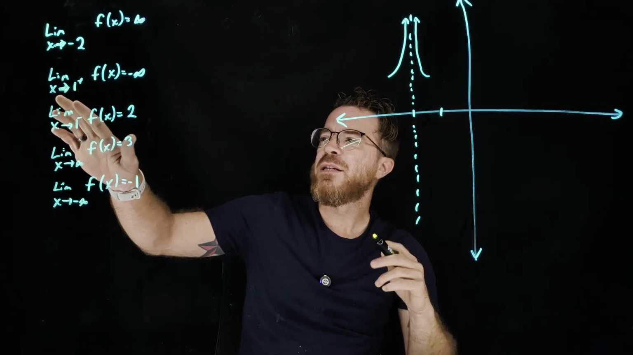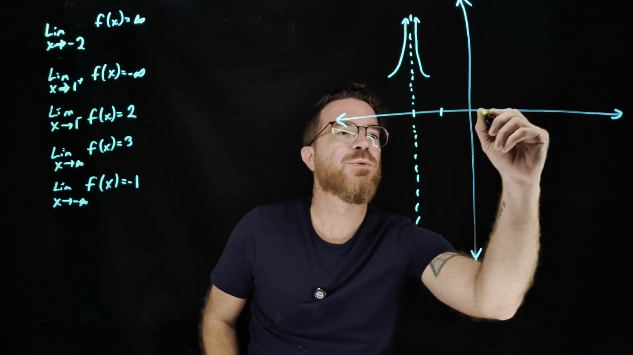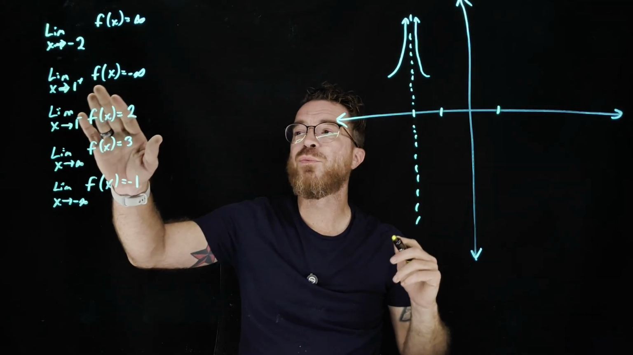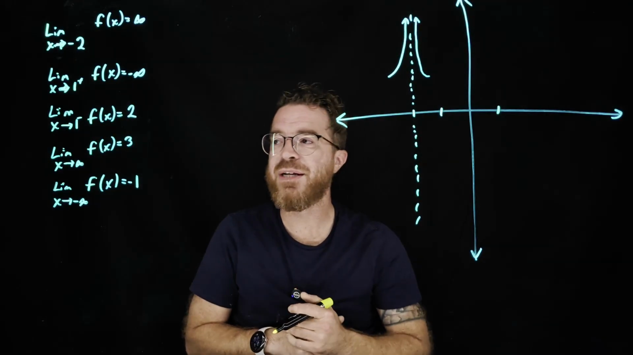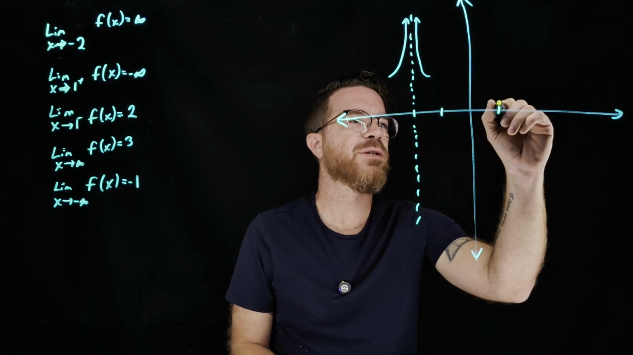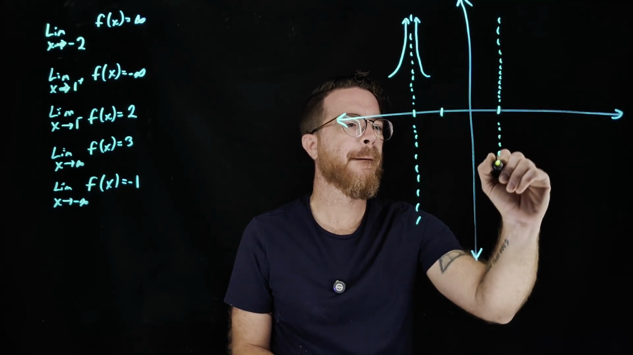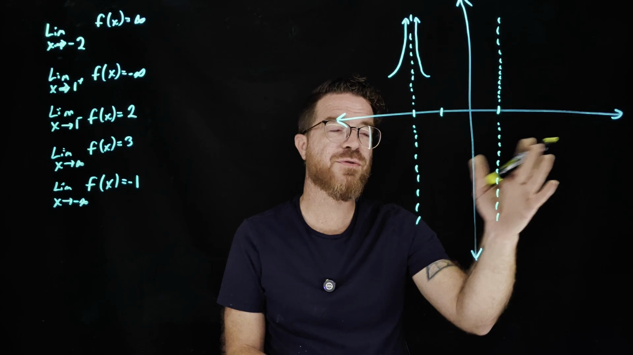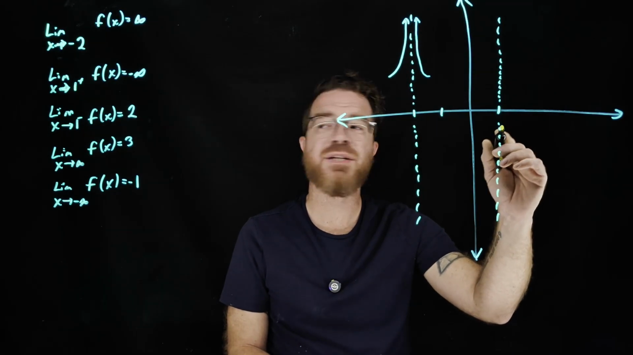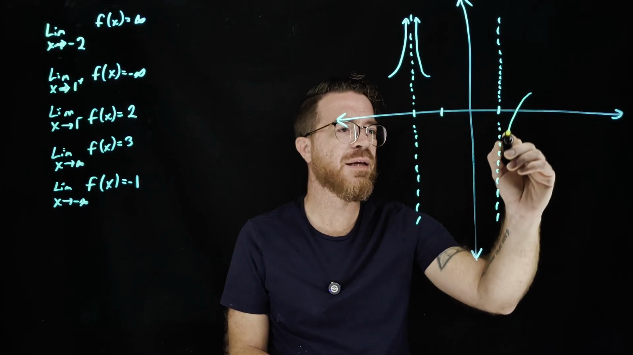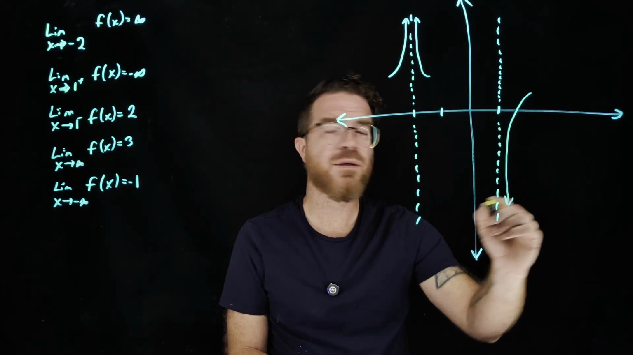Our second limit is the limit as we approach x equals 1, which is going to be right here. As we approach from the right, we're going to go off to negative infinity. So I'm going to, again, just kind of draw something like this for now. As I approach from the right, I'm going to go off to negative infinity. I don't know exactly what this looks like, but maybe something like this.